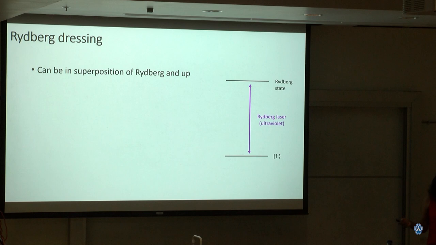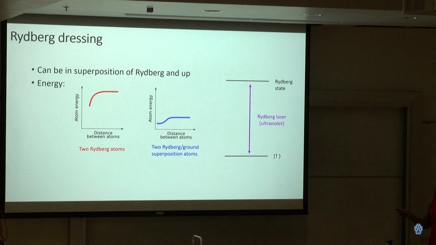Because the dipole moment of the Rydberg state is so large, that tiny fraction of mixing in Rydberg states is all we need to get long-range interactions. But because our atoms are actually mostly in the up state, which is a ground state, they have much longer lifetimes. I'm not actually going to get into how you get these energy profiles, but in comparison to two Rydberg atoms, these Rydberg-dressed states, these superpositions, have a different energy profile as a function of distance. But you can see that at some critical distance, they do start to interact with each other, and this is on the scale of microns.